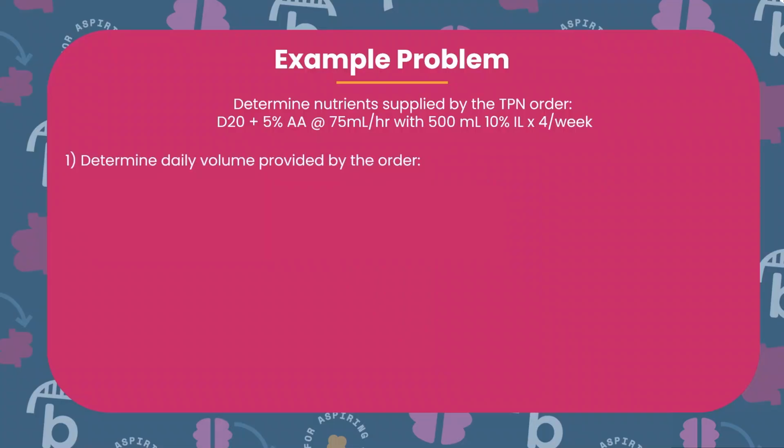The problem doesn't say if the TPN is continuous, but it's implied, and the nutrition is infused at 75 milliliters per hour. So to find the total goal volume infused each day, we'll use the equivalent statement of 24 hours in a day, which tells us the patient is receiving 1,800 milliliters of the TPN solution every day. That is our daily volume provided by the order.